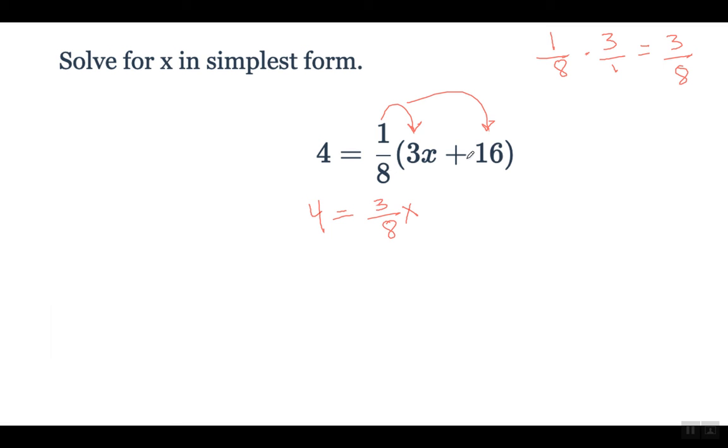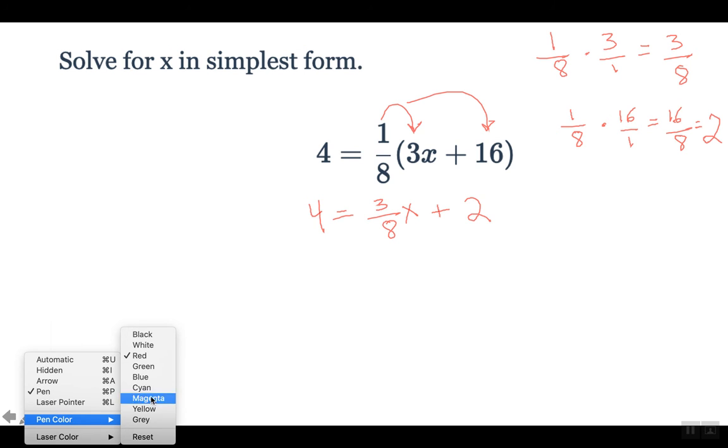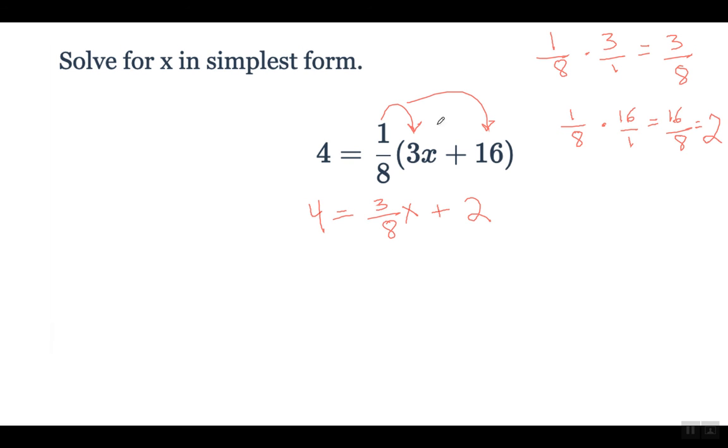Okay, now 1 over 8 times 16, if you're good, you could do that in your head because it's pretty easy. But for everyone, I'm going to do this. And you got to realize that 16 divided by 8 equals 2. If you don't realize that, it's because you don't have your timetables memorized. Alright, now I follow the same steps. I'm going to first get rid of the 2 by subtracting 2 from both sides. Okay, that'll give me this.